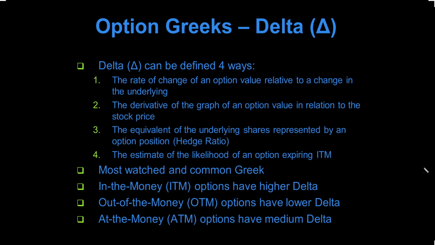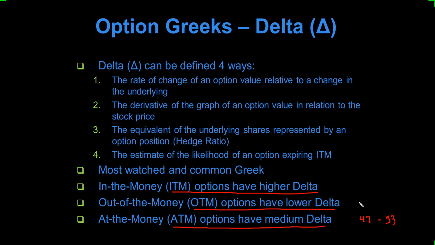A couple of other little truisms about delta. In the money options have a higher delta. I'll show you that in just one little sample slide I've got here that we can work through. Out of the money options have a lower delta. At the money options have a medium delta, roughly anywhere from, let's say, 47 to 53. That's what I mean by a medium delta. Lower deltas, generally you're below 45. Higher deltas, you're generally greater than 50.